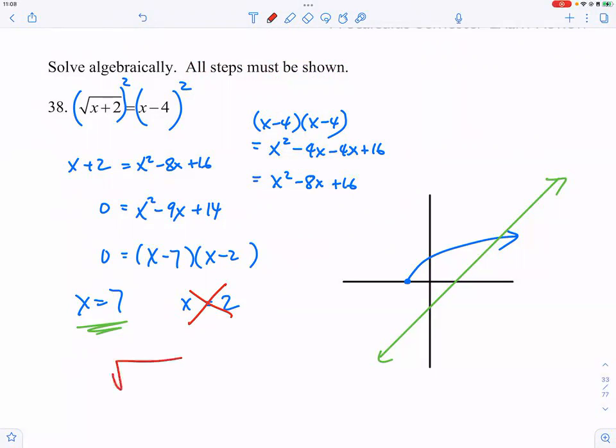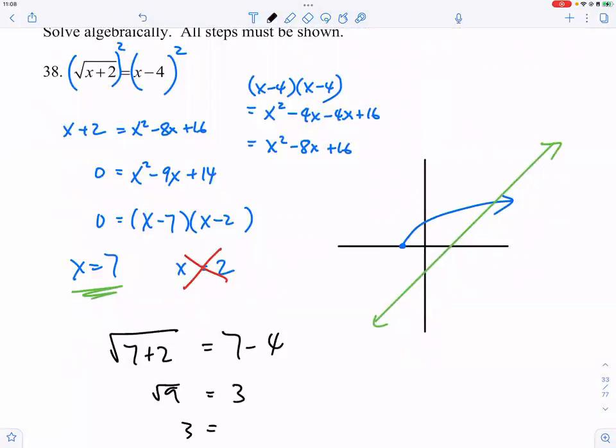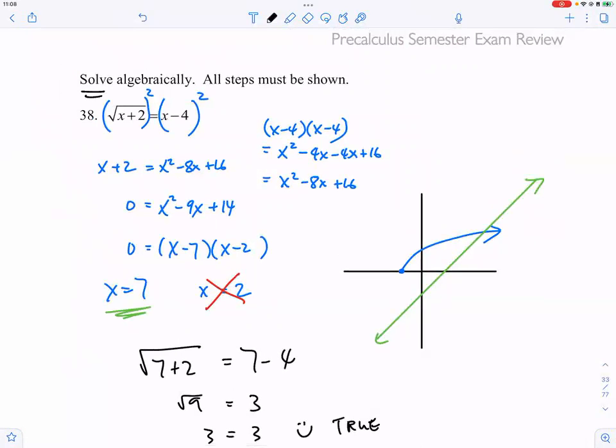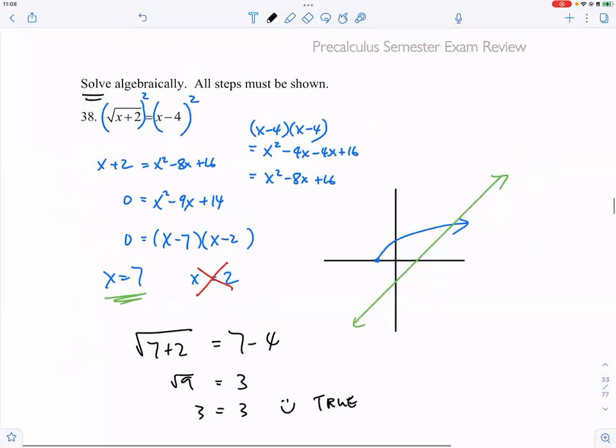Now you can also show your work. Use black to check my work. 7 plus 2, 7 minus 4, 9 underneath the square root, that's equal to 3, and 3 is equal to 3. We're happy because it is true. So again, when we say solve, we are trying to find out the value of x that would make the statement true. We're not just finding the answer. We are finding the x value that will make the statement true. If it doesn't make the statement true, it's not a solution.